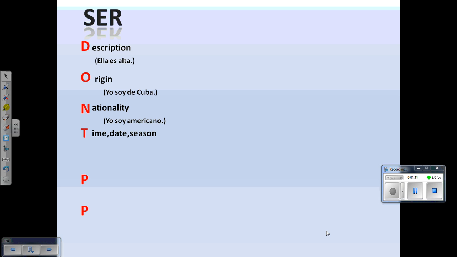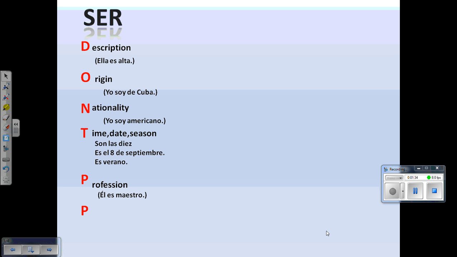Time, date, and season, you would use ser. Son las 10, which is a time. Es el 8 de septiembre y es verano. Make sure you're writing down the example sentences as well. So we have the DON'T part, but what about the PP? P is for profession. For example, él es maestro.